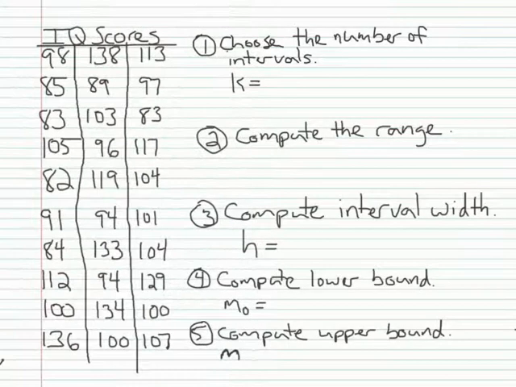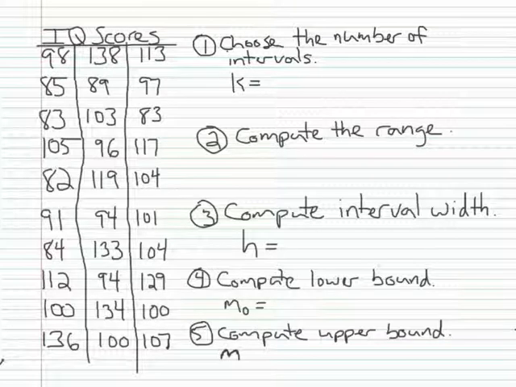This demonstration is going to show you how to create a grouped frequency distribution. The steps for this procedure begin on page 2 of the supplemental information handout. For this example, you can see I have a set of 30 IQ scores. The first step in creating a grouped frequency distribution is to choose the number of intervals. This choice is somewhat arbitrary, but for this example I'm going to choose 8 intervals, so k equals 8.